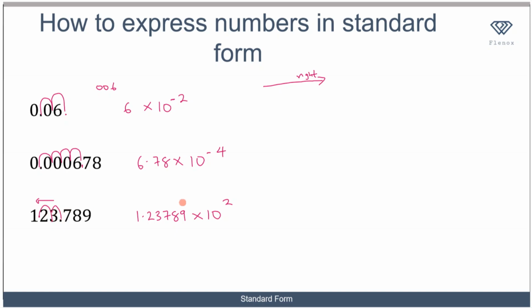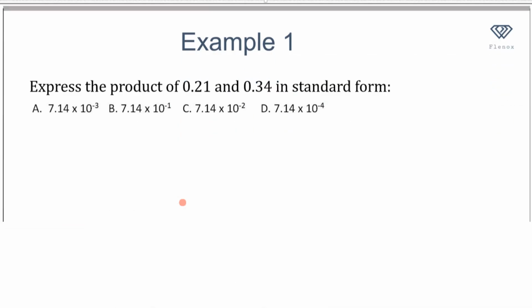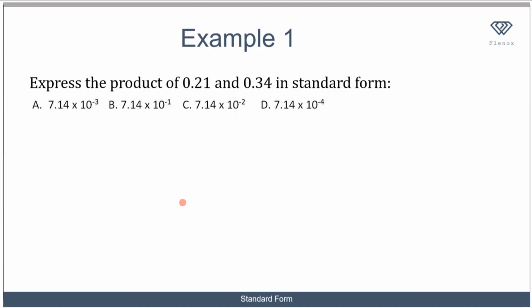So now let's try to solve some questions or examples that are extracted from JAMB past questions. As you will see from here, most of the questions you'll be given might not be pretty straightforward, but if you understand the concept, then it will be really easy to tackle. So here we are told to express the product of this and this in standard form. Product means to multiply, so they ask us to multiply 0.21 by 0.34. But we are told to write our result in standard form.